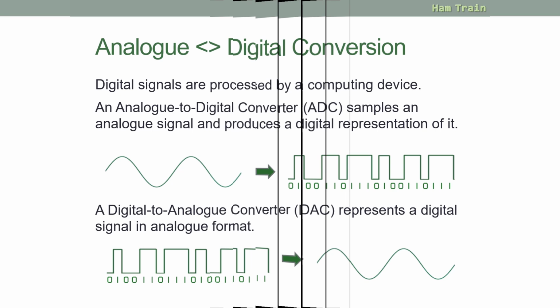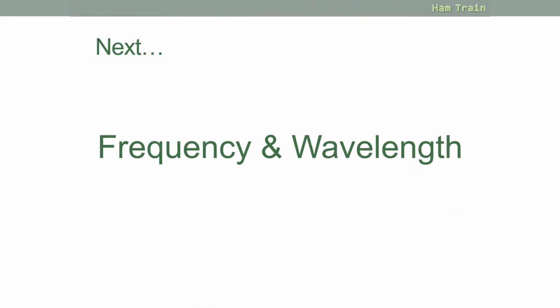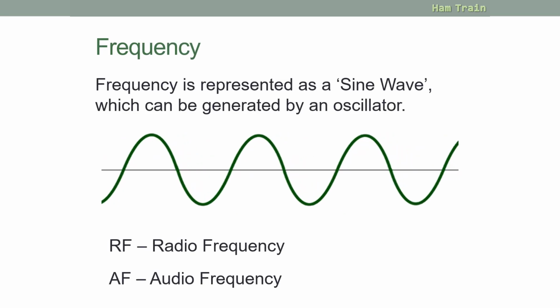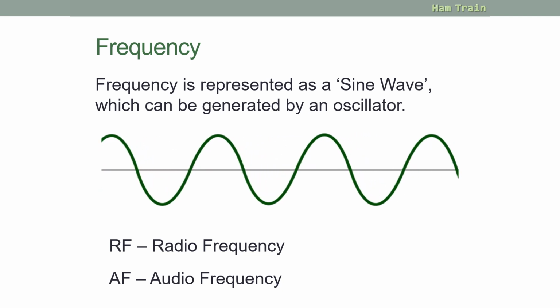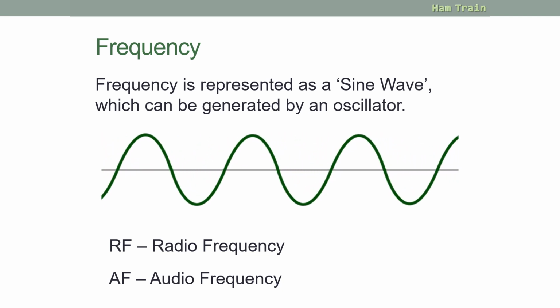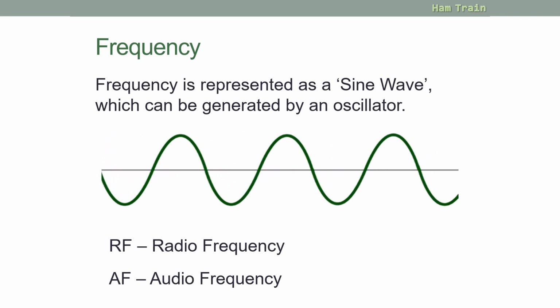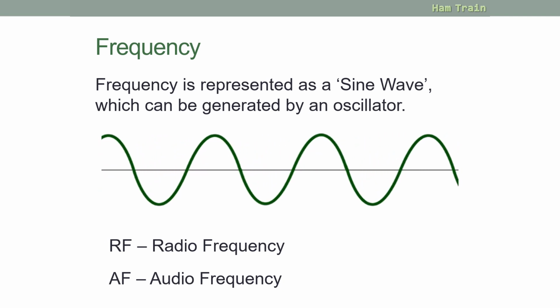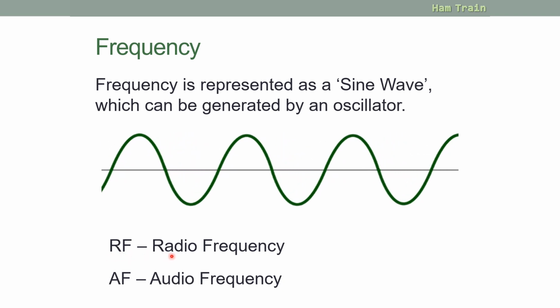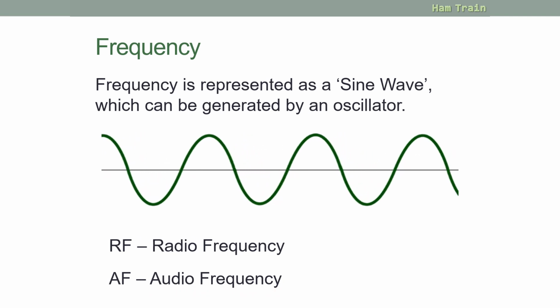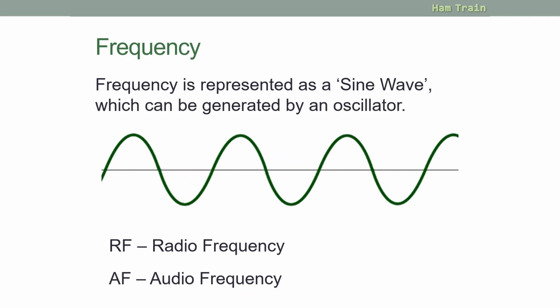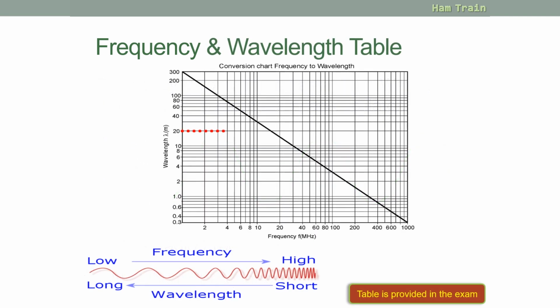Now we'll talk about frequency and wavelength. What you're seeing on the screen here is a sine wave. This is a signal which can be generated by an oscillator. There are two types of frequency that we care about at Foundation. There's RF, which is a radio frequency, and AF, which is an audio frequency. So that's something you could hear. And what you see here is the frequency to wavelength conversion table. You do get this in the exam.